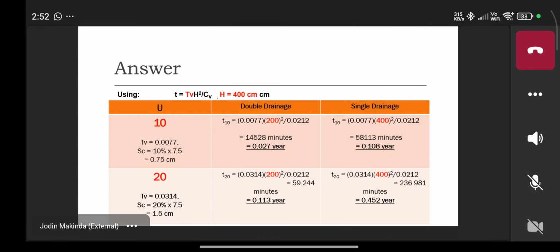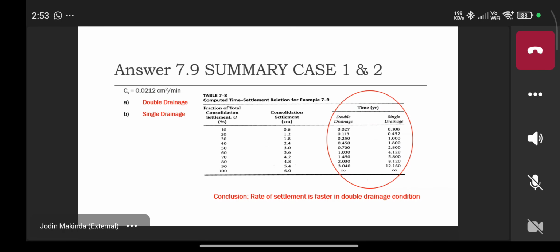Now, this is another comparison side by side. Single drainage 400, double drainage 200. Same calculation, I just put it in this table because I want to see side by side. If we compare the solution, the answer, we can see the time rate of settlement is faster in double drainage.